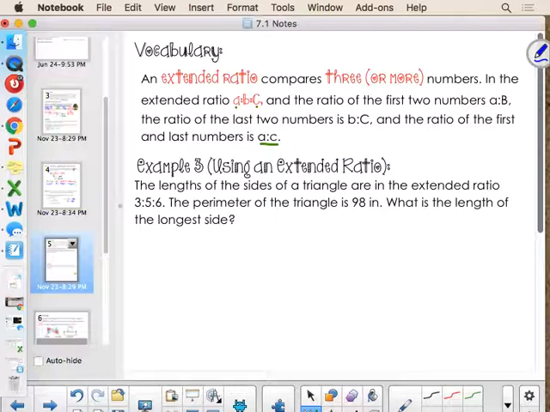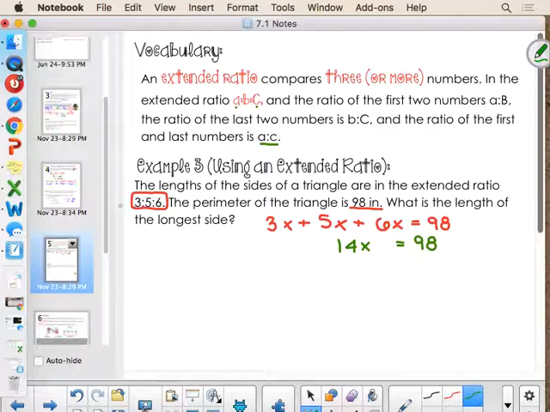All right, so now we're going to use an extended ratio. The lengths of the sides of a triangle are in the extended ratio 3 to 5 to 6. The perimeter is 98 inches. What is the length of the longest side? All right, so we're going to set up an equation just like we did before, where we're going to incorporate this ratio and set it equal to our perimeter. So we have 3x plus 5x plus 6x equals 98. All right, when I start to simplify this, I end up with 14x equals 98. Divide both sides by 14, and we get that x is equal to 7.